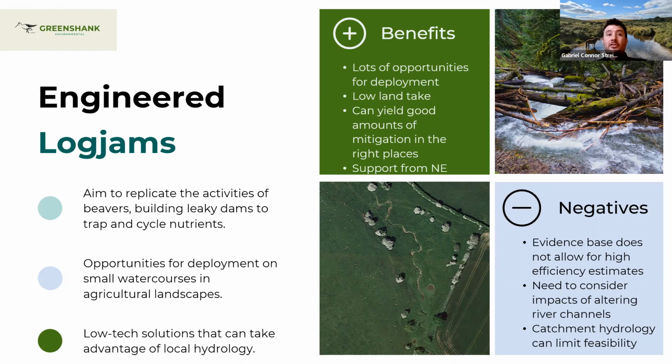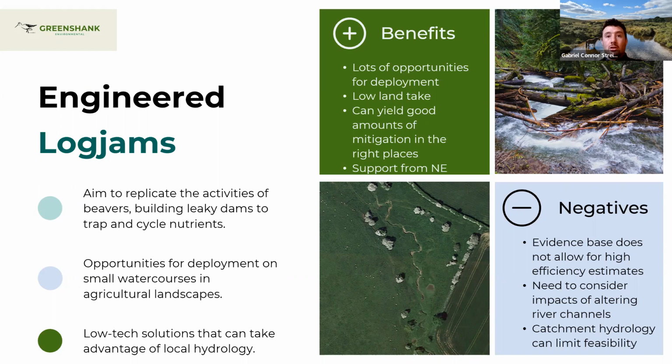So the real positives of engineered log jams, you know, we've got potentially quite a lot of opportunities to do them. They don't require a huge amount of land. The main land take is going to be that there will be a bit of loss of land on the floodplain around an engineered log jam site, but they don't require huge amounts of land, and they can potentially yield quite a good amount of mitigation if you put them in the right place. And again, there will be supporting guidance coming on these from Natural England later this year.